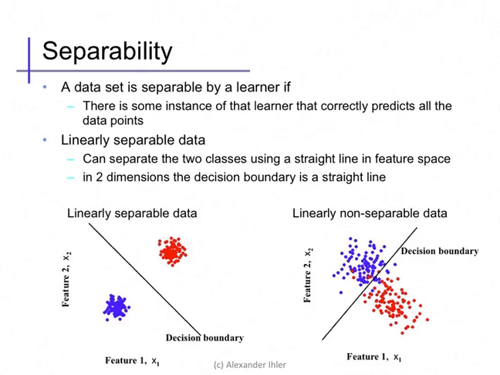A useful concept in classification is the notion of separability of a dataset. We say that a dataset is separable by a particular learner if there exists some instance of that learner, so some set of parameter values, that will correctly predict the targets of all the data points. For a linear model, the data are linearly separable if there exists a line that divides the data by their class. For example, over here we have two classes, red and blue. They're well separated in the two-dimensional feature space, feature 1 and feature 2, and we can easily draw a line that will separate the two classes and thus predict them correctly.